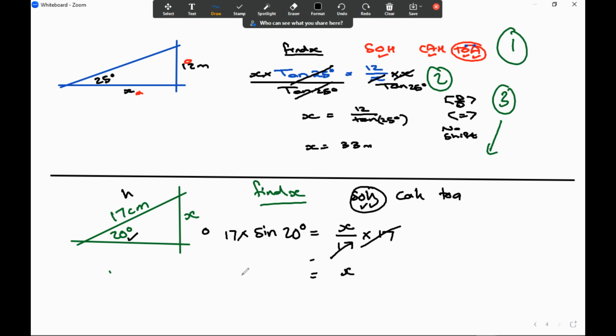And I can even keep x on the right hand side. Just type 17 sine 20 on your calculator and equals. 17 sine, close the bracket, then press equals. 5.81 centimeters will be x.